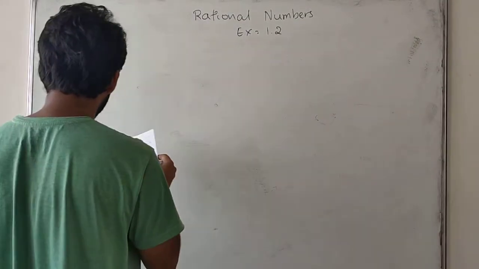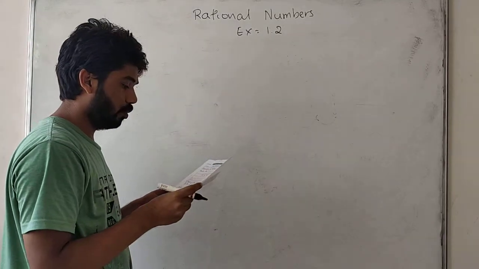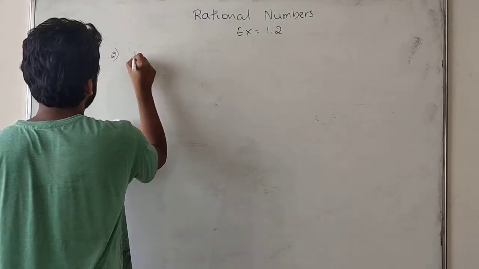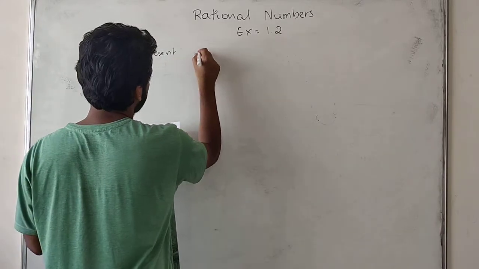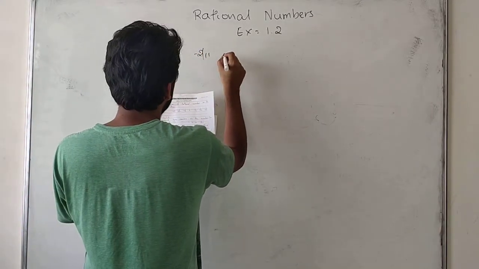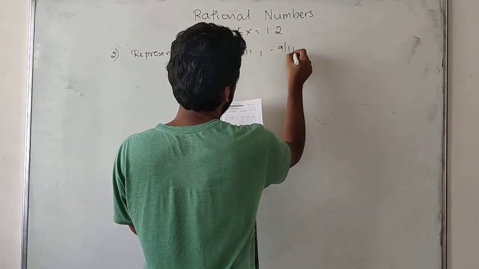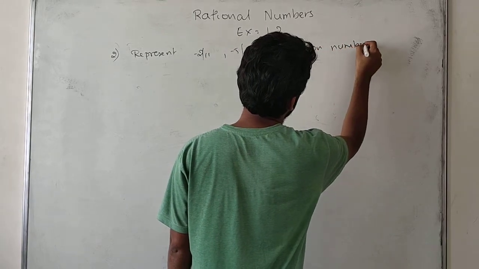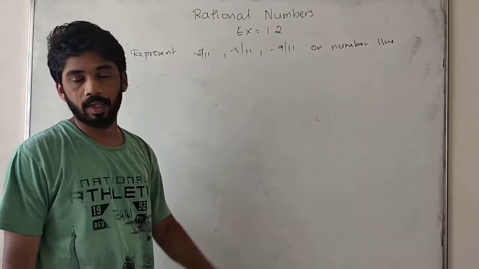So the next problem is: represent minus 2/11, minus 5/11 and minus 9/11 on the number line. We have to represent all of these on the number line.